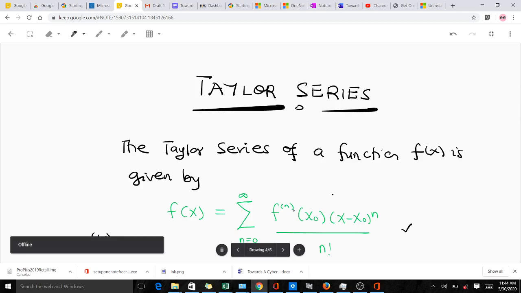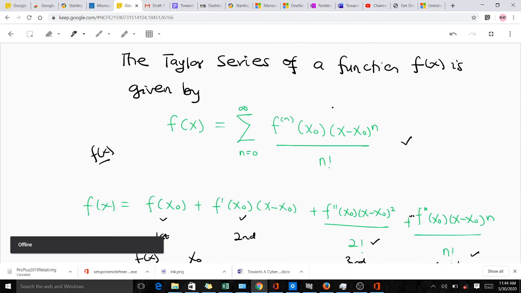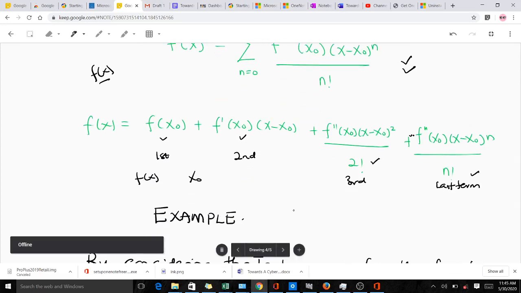So the Taylor series of a function expanded about any point x naught is given by f of x equals this function that we can see here, and we can decide to expand this, right? So when we expand this function, we are going to get f of x naught, then plus f prime of x naught times x minus x naught, plus what we can see here and plus this, right? So know that this happens to be the first term, the second term, the third term, and the last term.